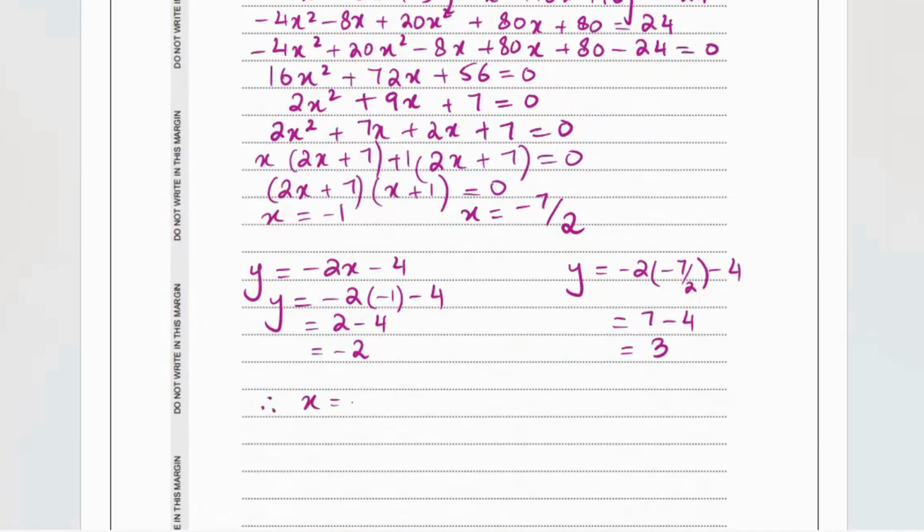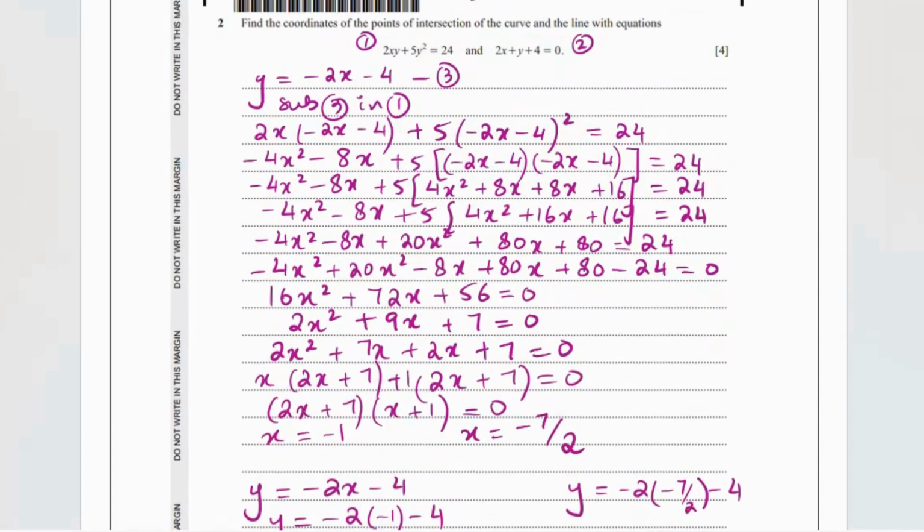So when x is -1, y is -2. When x is -7/2, y is 3. These are your values of x and y for the given equations.